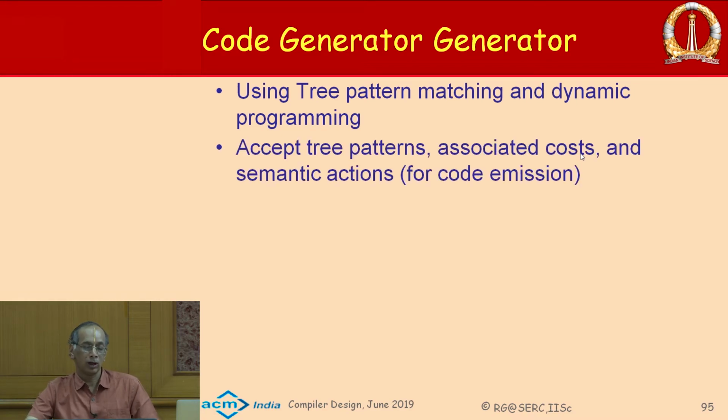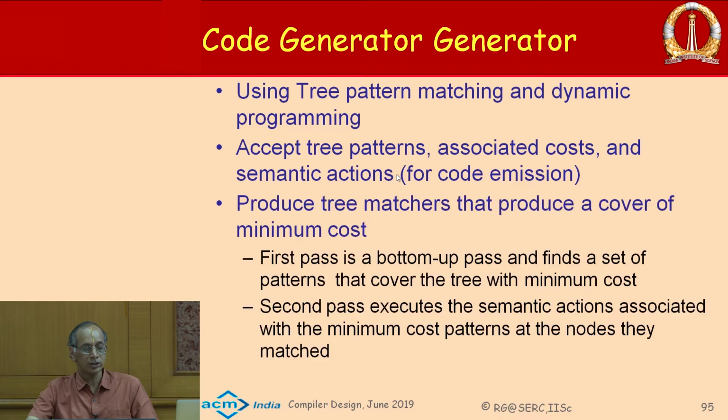Essentially it accepts tree patterns, associated costs, and the semantic action, which is essentially the code generation. Then using some kind of grammar you express these patterns, and you write the code for a tree matcher, which goes through the tree and identifies what can be matched. But you also have to cover this entire tree, and you have to find the cover which uses the minimum cost. So, the first pass is the bottom up pass, which finds a set of patterns that cover the tree with the minimum cost, and the second pass executes a semantic action, which is basically generating the code, and that is typically the top down part.